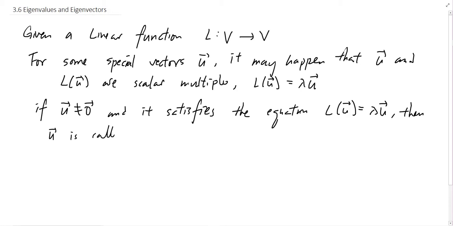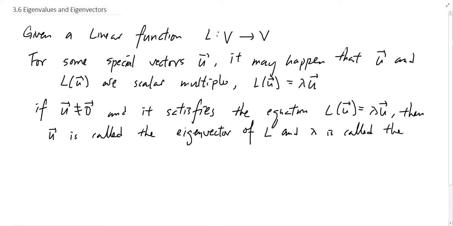then vector u is called the eigenvector of L, and the number lambda is called the eigenvalue of L. However, the eigenvalue is tied to the eigenvector, so they have to pair up. So it is the eigenvalue of L with vector u.